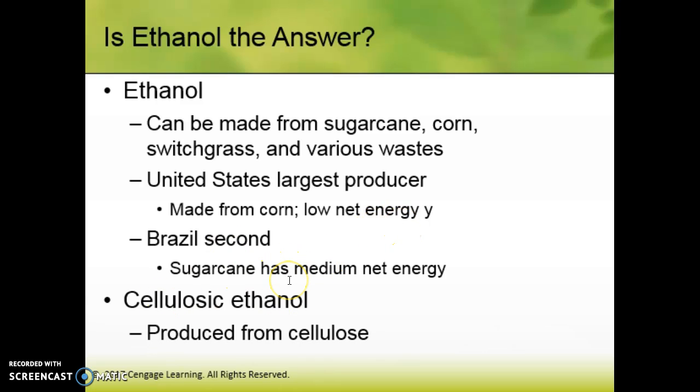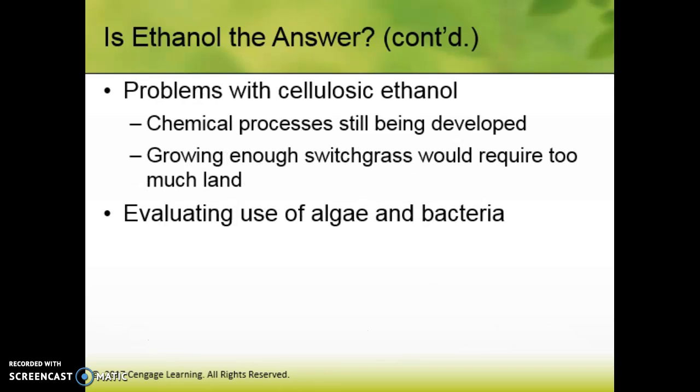Brazil makes a ton from sugarcane because they have a lot of sugarcane. Cellulosic ethanol, I struggle to pronounce that, is something that we'll look at in depth late next week. That's one of the types of fuels that we'll look at and we'll compare. Essentially, growing enough switchgrass would require too much land. We can process switchgrass and turn it into ethanol.